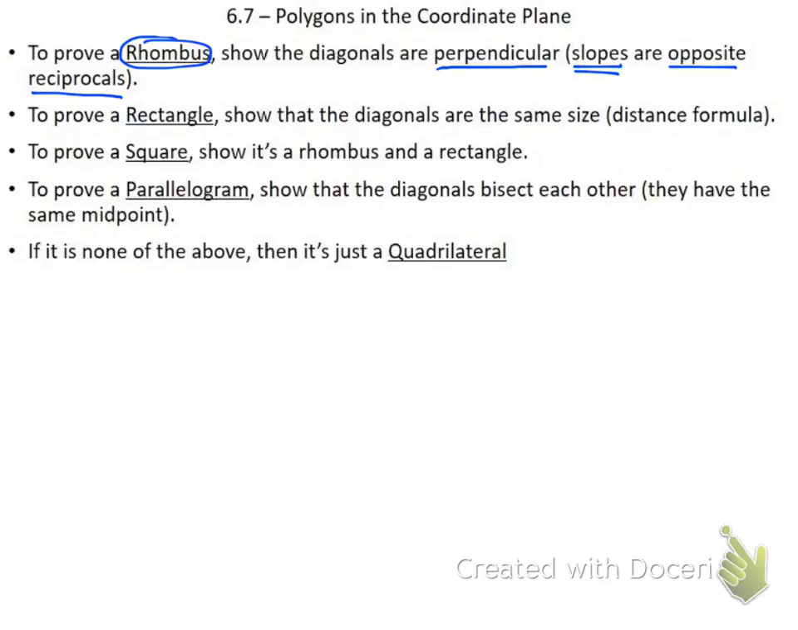So again, the opposite reciprocal of -1/2 would be positive 2/1, or positive 2. If I had a 4, the opposite reciprocal would be -1/4. So change the sign and flip it. If it's negative, it becomes positive. If positive, it's negative. For it to be a rectangle, we're going to show that the diagonals are the same size.